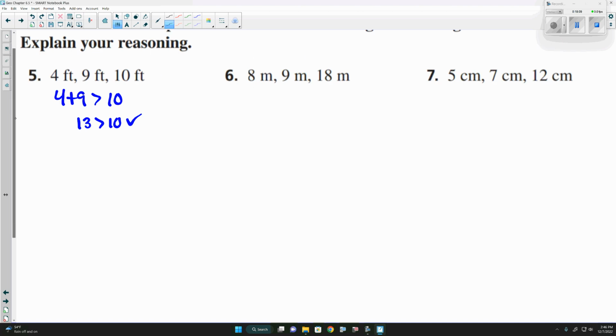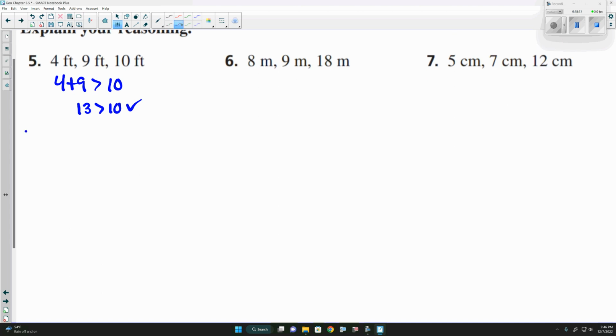Okay. So we could also say 4 plus 10 is greater than 9, yes? Well, 10 is already greater than 9. This is going to work because that's going to say 14 is greater than 9. Or the third way we can say it is that 9 plus 10 is greater than 4, that 19 is greater than 4. So no matter how we set this up, it is a triangle.